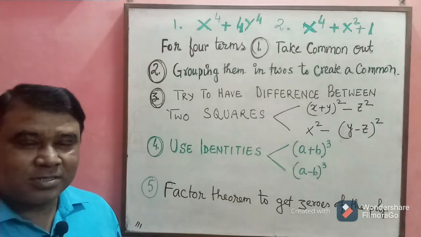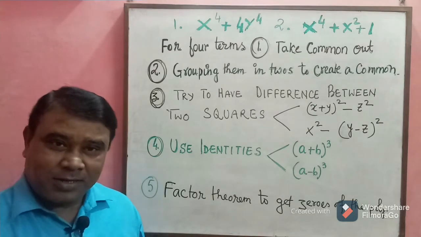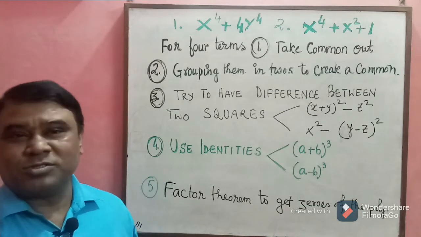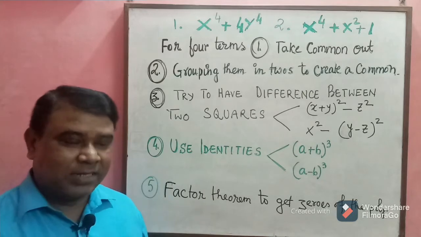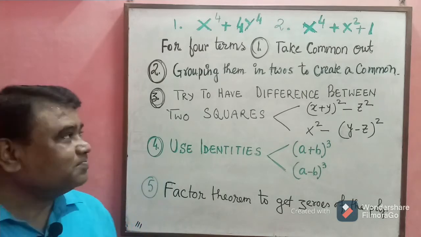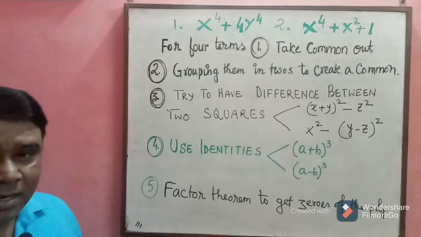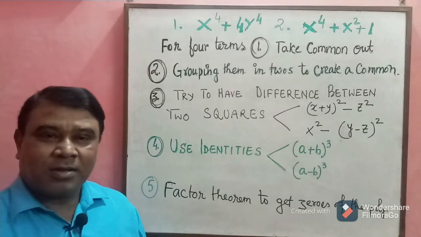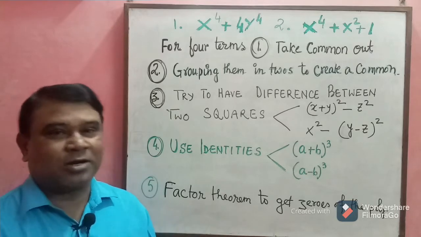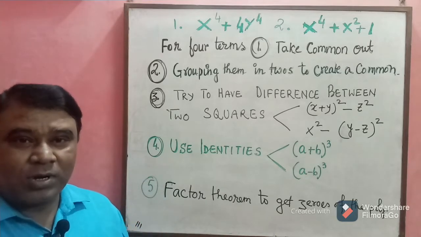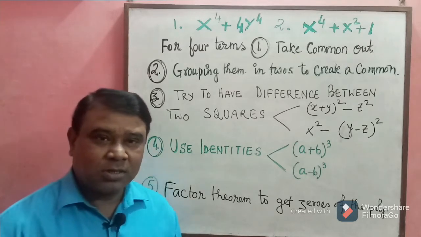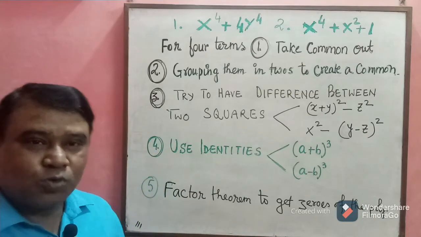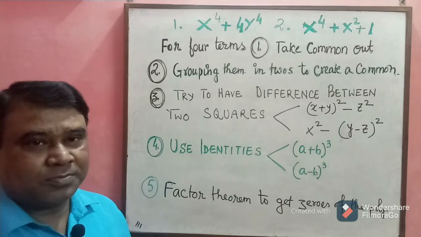In my last class, I discussed up to 3 terms of an algebraic expression for the factorization. Today I'll finalize the methods of factorization. Today I'll talk about 4 terms, as I have already told you all about 3 terms.